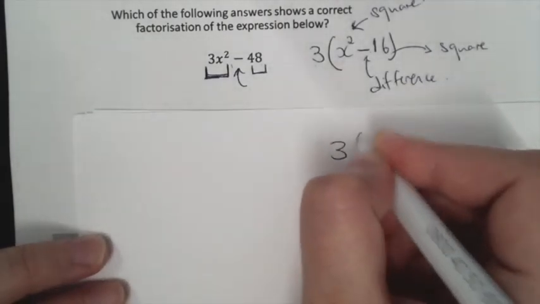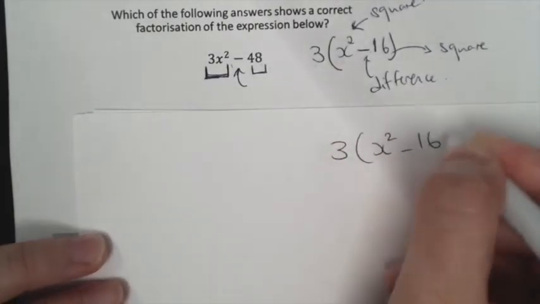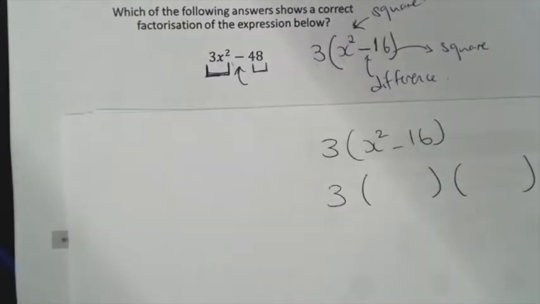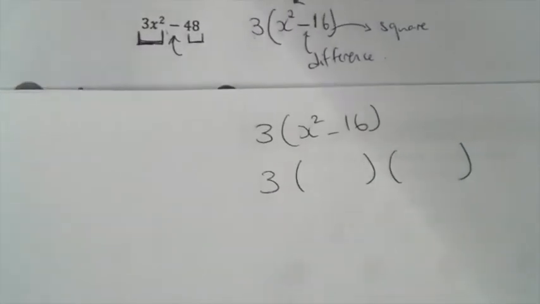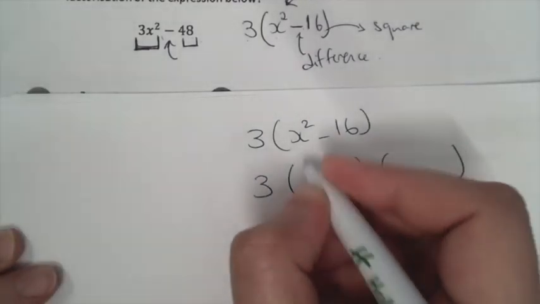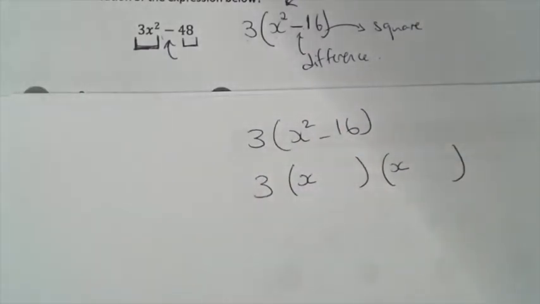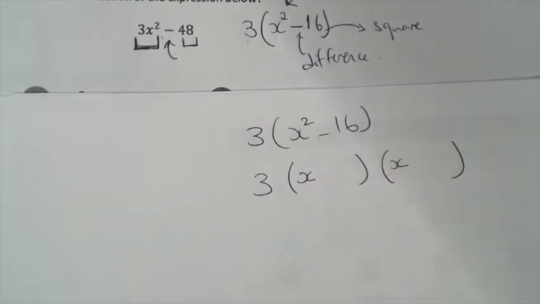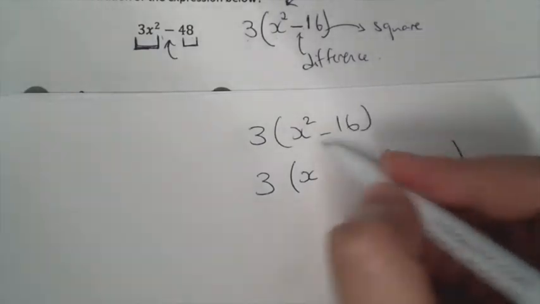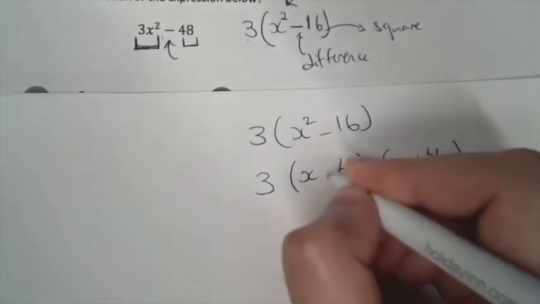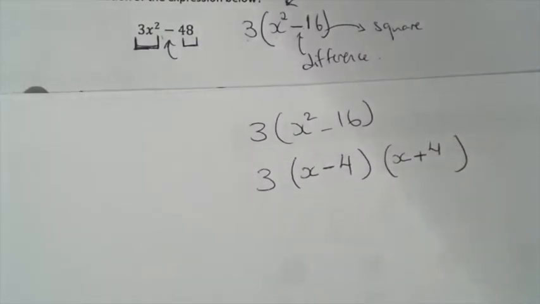I'm going to write this down. What can I do with this? Well, I can open two brackets. To get x squared, I need to multiply x times x, and I want to get negative 16, so I need to multiply 4 by 4, and one of them needs to be positive, one of them needs to be negative.